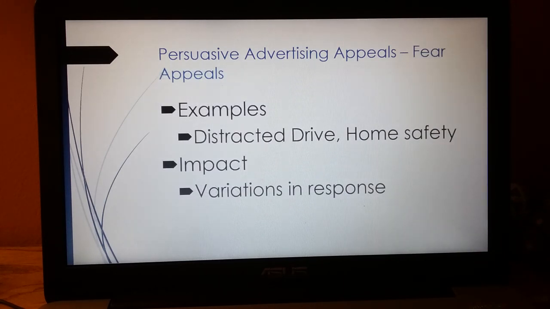Okay, some persuasive advertising appeals or fear appeals could be considered, such as distracted driving, getting home safely, and, as I mentioned before, home safety and that kind of thing. Again, that goes back to what we talked about in a previous chapter, Maslow's need hierarchy, which we talk about in Marketing 1. We also talk about it in organizational behavior, and you also talk about it in management, this idea that people respond differently to the idea of a fear appeal.